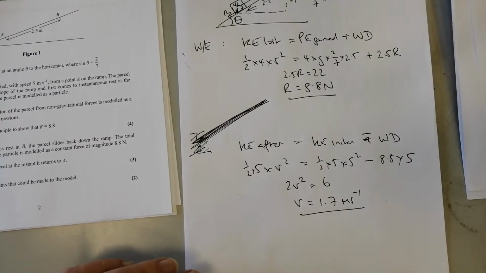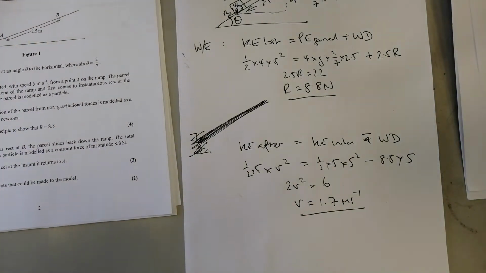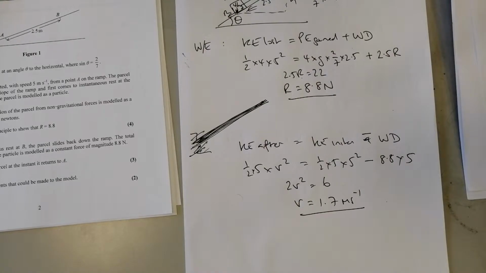Part C suggests 2 improvements that can be made to the model. There's one mark for a valid improvement, and there's a second mark for a second valid improvement. We're modelling it with constant resistance. There could be variable resistance. For example, air resistance could be proportional to speed.